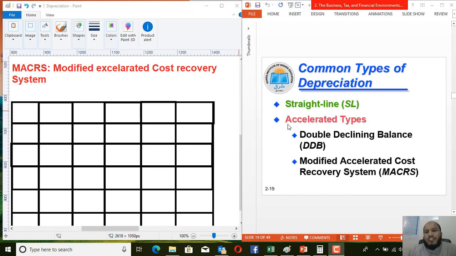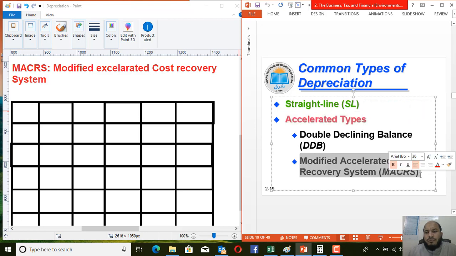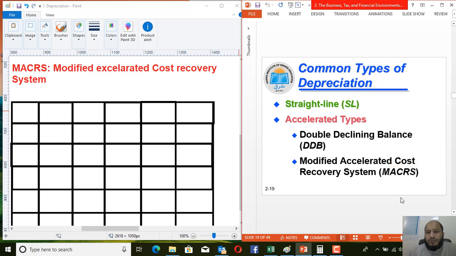Now our discussion is about the second method of depreciation, which is called accelerated depreciation. And in accelerated depreciation, we will now discuss MACRS. MACRS stands for Modified Accelerated Cost Recovery System. So this is also one of the depreciation calculation methods.